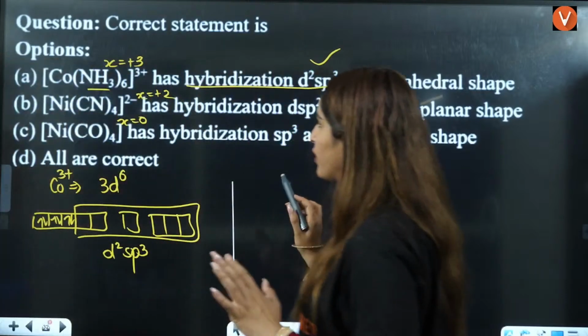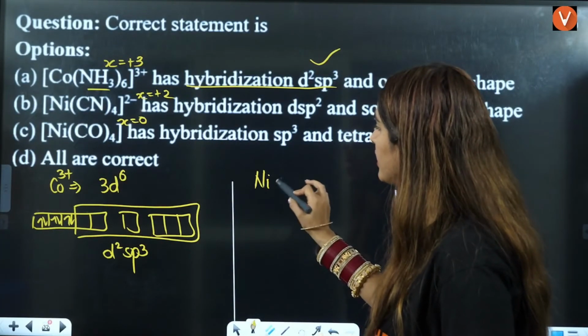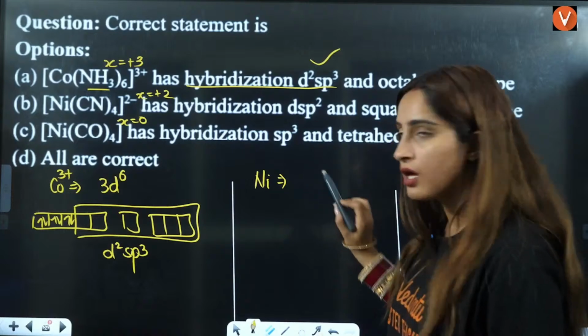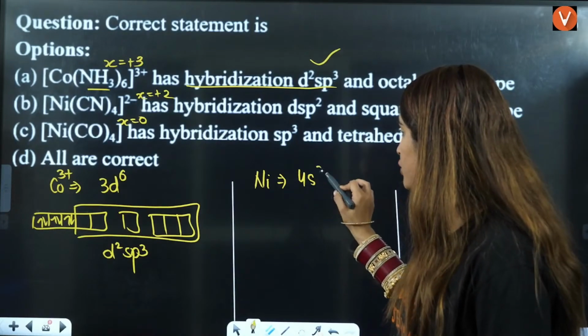Ni(CN)4, that is also correct. Okay, let me see how. Nickel in zero oxidation state, it is 28, that is 4s2 3d8.